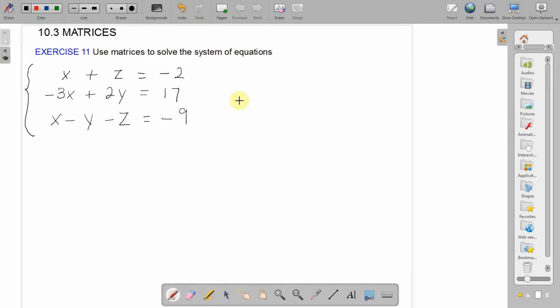So now I have X equals 1, Y 0, and Z equals 1, and minus 2. The next one, the Z is missing, so I'm going to put a minus 3, 2, and 0. And the third one, everything is in there, so 1, minus 1, minus 1, minus 9.